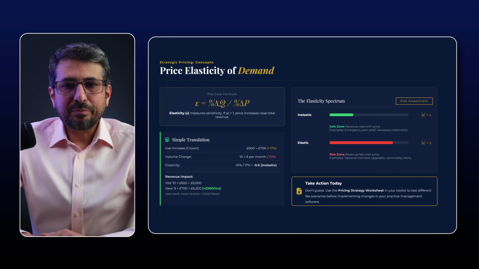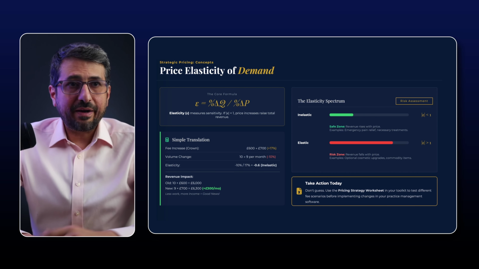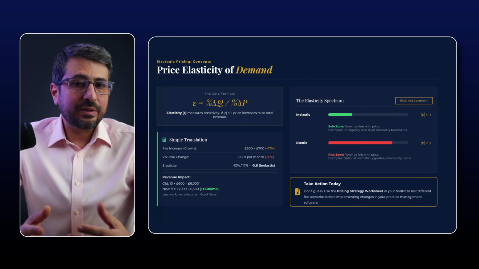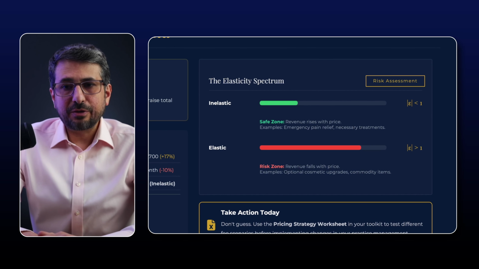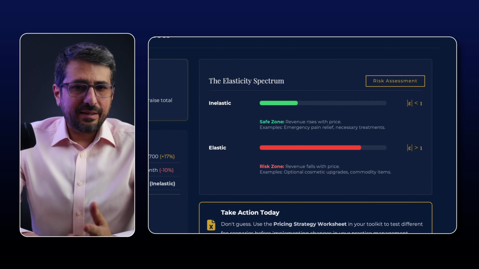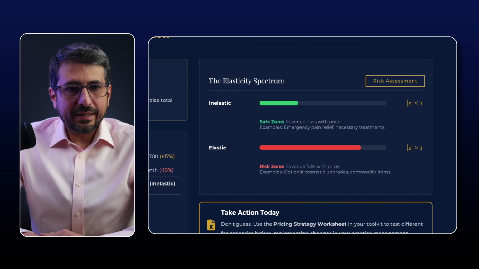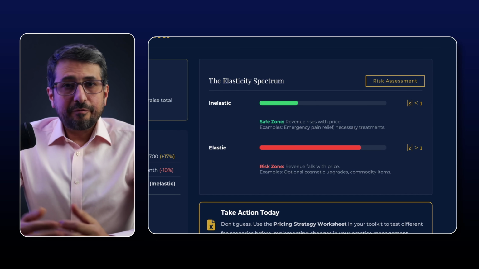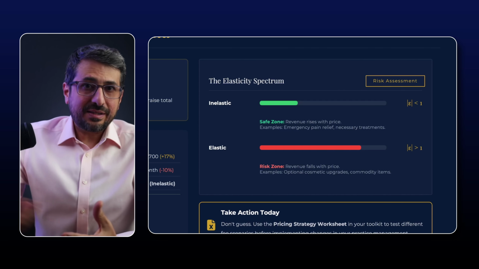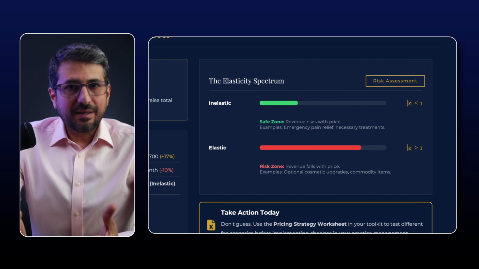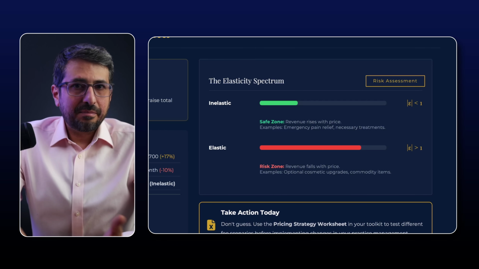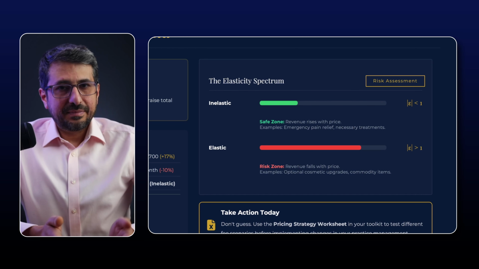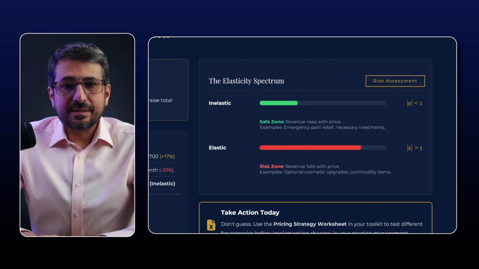In healthcare, price elasticity is either very low or it's what we may call inelastic. The value is less than 1. What does that mean, less than 1? Well, if I increase the fee for a crown by 17% and the volume of patients I'm getting is reduced by 10%, then the elasticity is minus 0.6. And that's less than minus 1, which means it's inelastic.